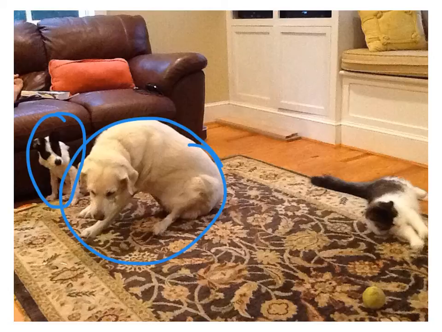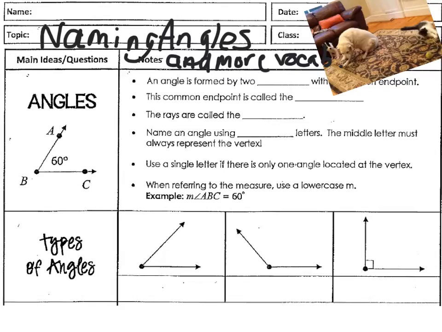All right, let's get ready to learn about angles. Over here we have a picture of an angle. It says an angle is formed by 2 rays with the same endpoint. If I look at this angle, there's a ray that goes from B to C. There's another ray that goes from B to A. When they share the same endpoint, B, which is called the vertex, that forms an angle. The rays are called the sides.